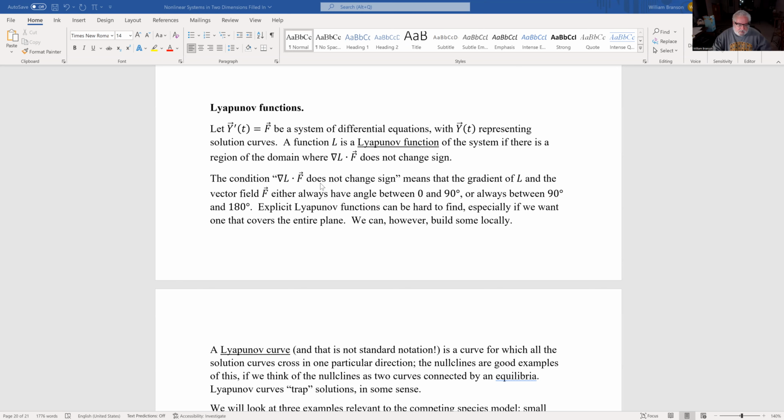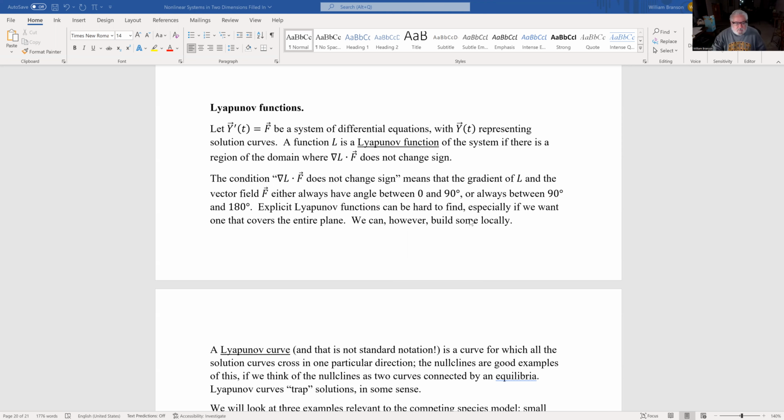So what that means is that the gradient of L and the vector field F always either have an angle between 0 and 90 degrees, right? Because then the dot product would be positive, or between 90 and 180 degrees, and then the dot product would be negative. So it's a curve where the gradient and the function are always pointing in the same direction or in opposite directions.